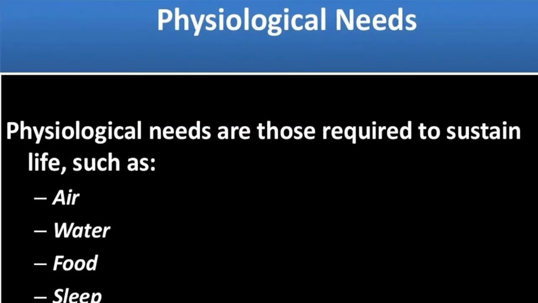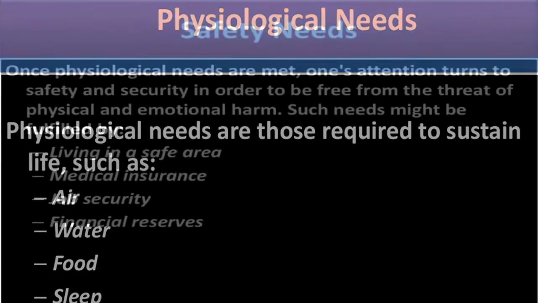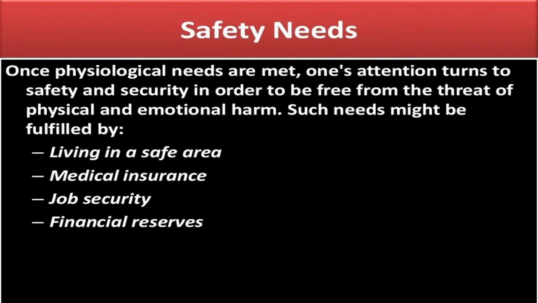So look at the physiological needs, those are required to sustain life, such as water, food, sleep. Then coming to the safety needs: living in a safe area, medical insurance, job security, financial reserves. These are safety needs. Once the physiological needs are met, the attention turns to safety and security in order to be free from the threat of physical and emotional harm.